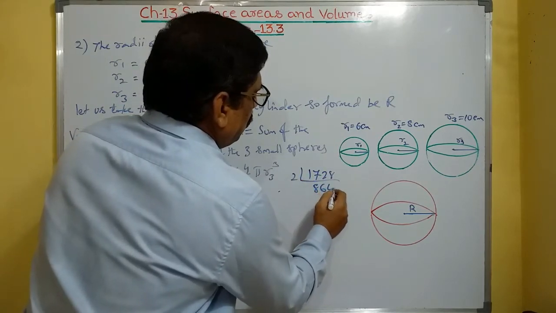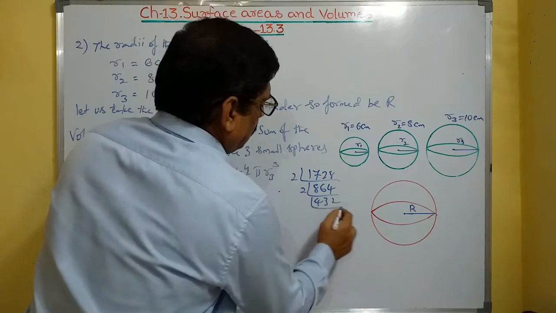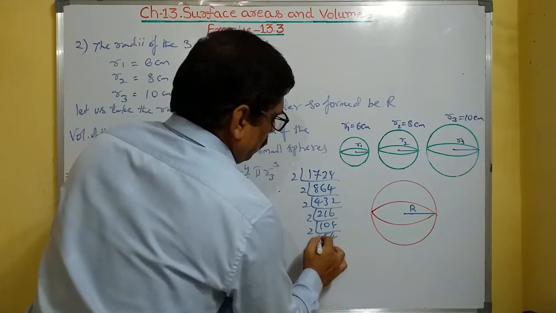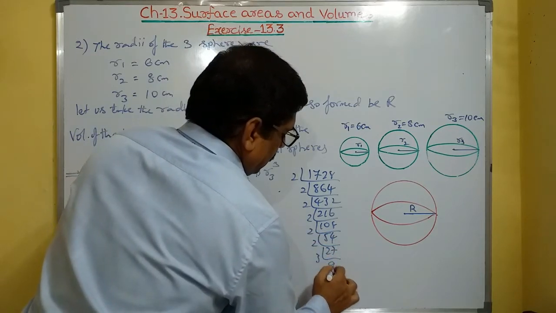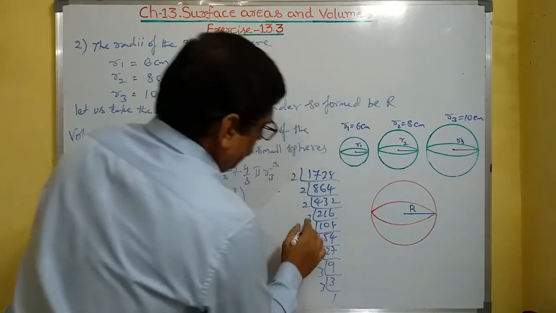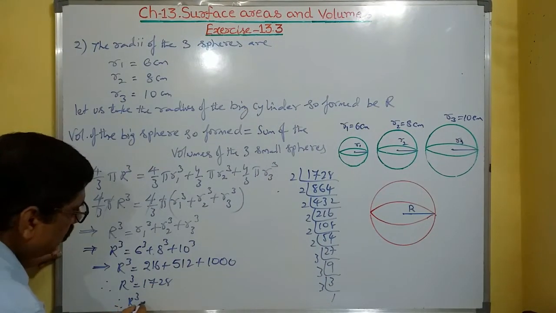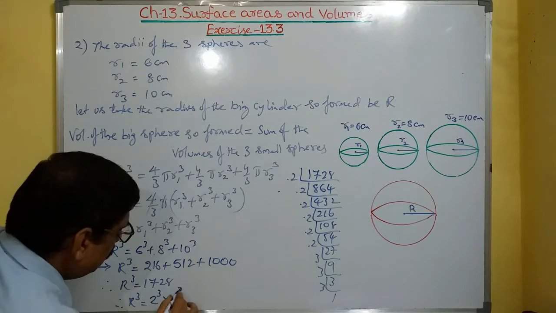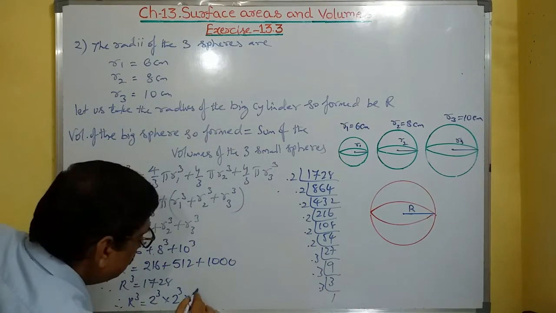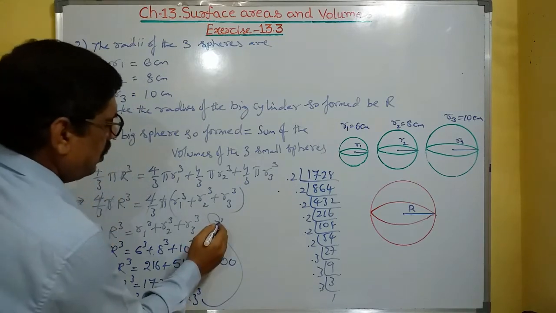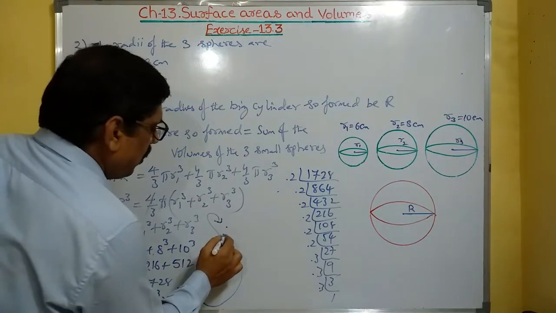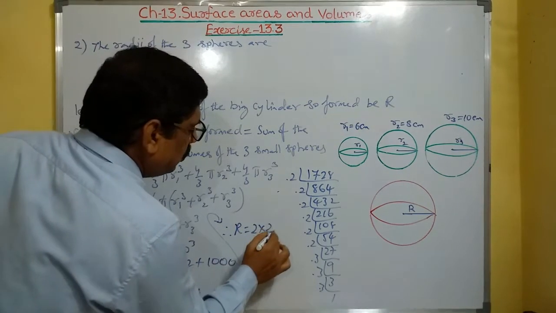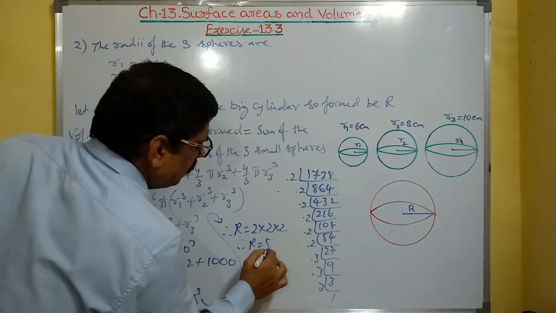2 8s are 16, 2 16s are 32, 2 16s, 2 108s, 2 54s, 2 27s, 3 9s, 3 3s. So we get, therefore, R cube is equal to 2 into 2 into 2, 2 cube, into 2 into 2 into 2, 2 cube, into 3 into 3 into 3, 3 cube. Now, by removing the cubes on both sides, we get R is equal to 2 into 2 into 2. Therefore, R is equal to 8 centimeters.